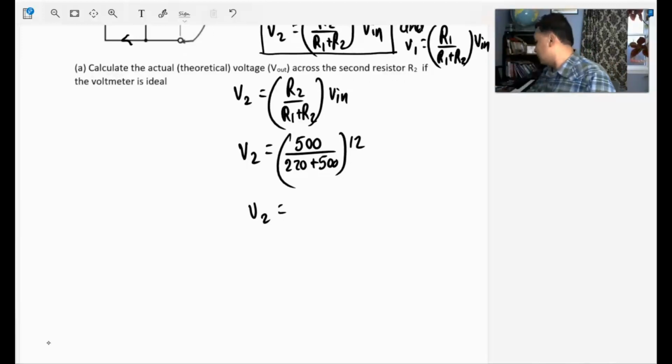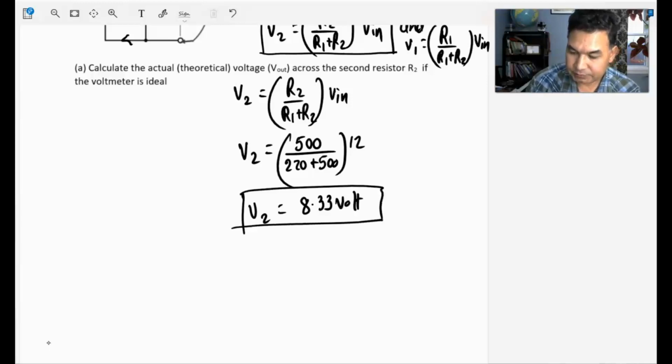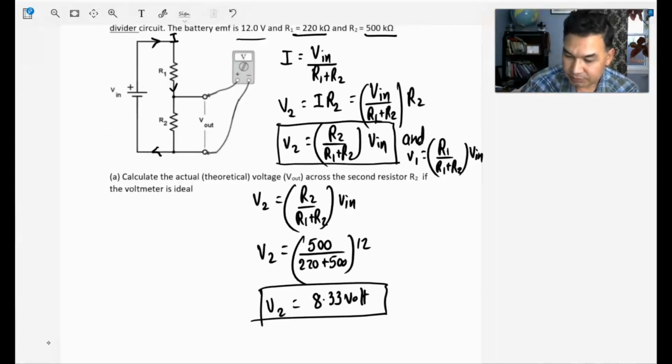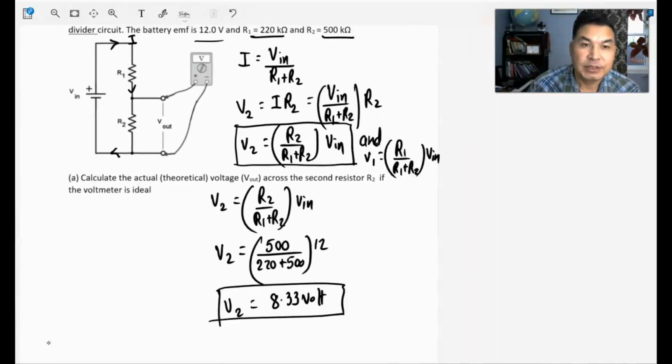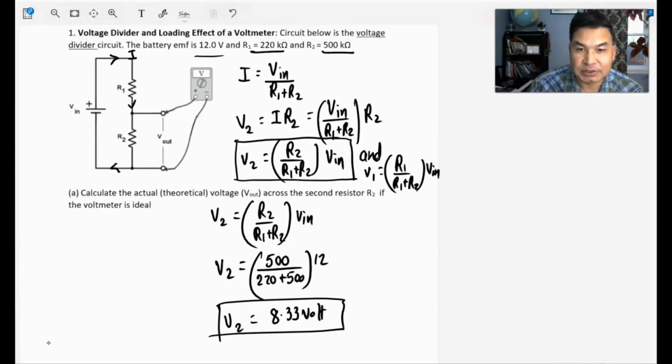Let's do the calculation. That's going to be 500 divided by 220 plus 500, times 12, which is 8.33 volts, right? If the voltmeter is ideal, in principle this voltmeter must read 8.33 volts. And the rest of the voltage will be dropped across R1, right? So this is simply called a voltage divider circuit.